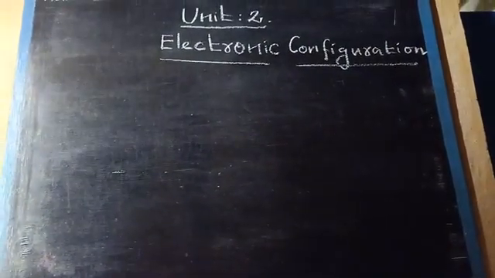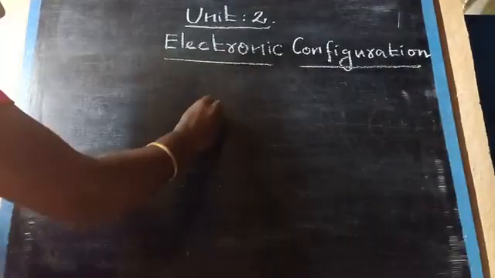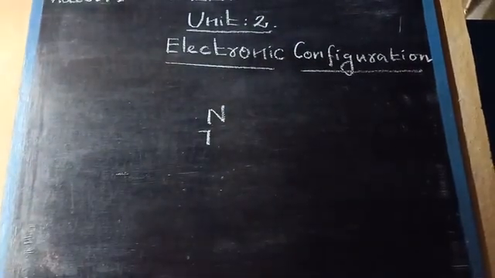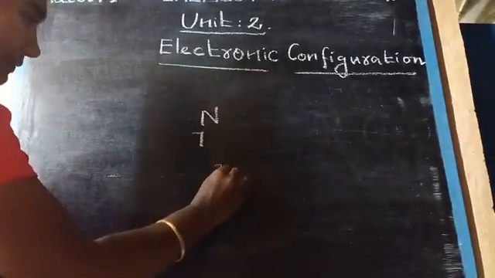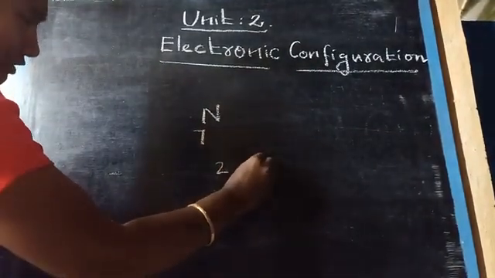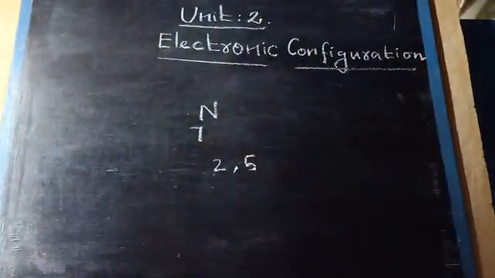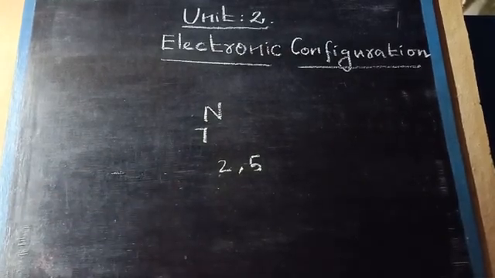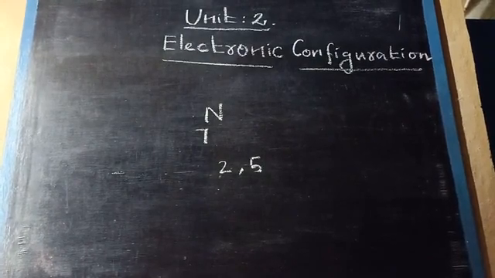In lower classes up to 10th standard, if I say any one element, for example nitrogen, atomic number 7, and I ask the electronic configuration, immediately you report 2, 5. That's all, so 5 plus 2 is 7. But in higher studies it is not like that. You must say 1s2, 2s2, 2p3.